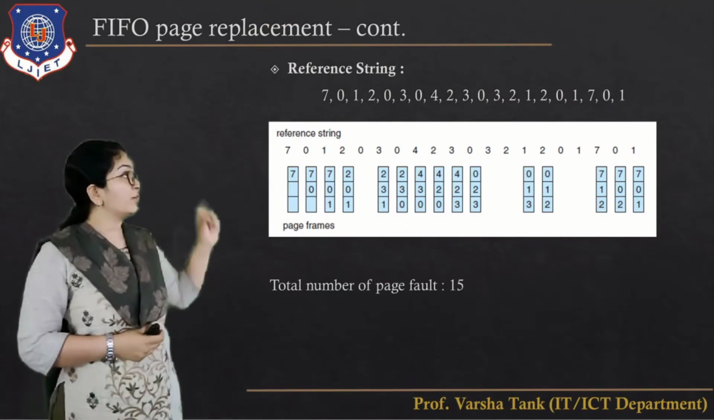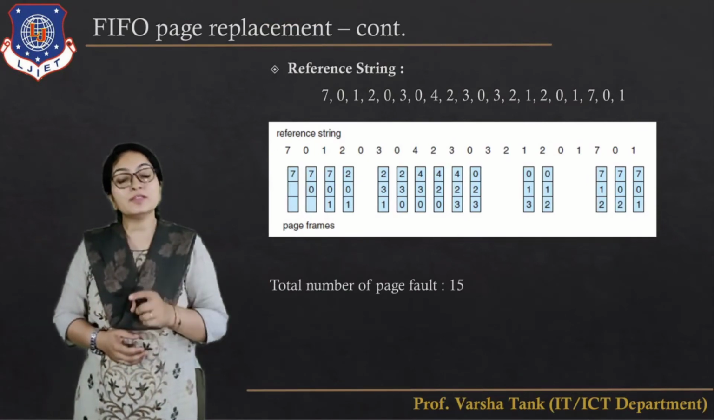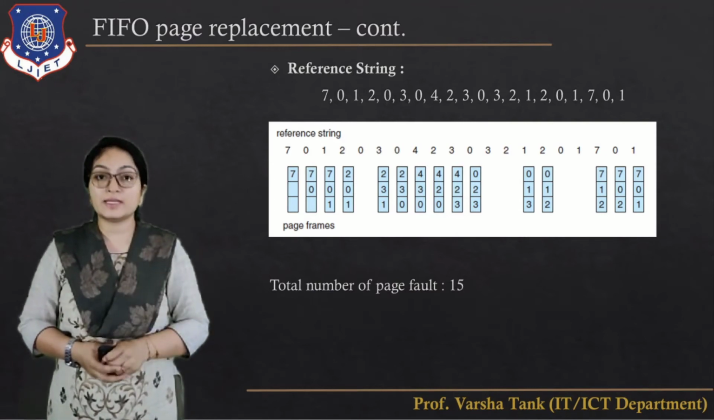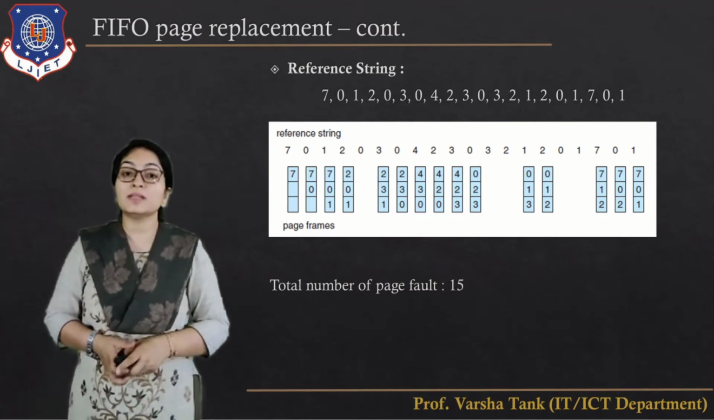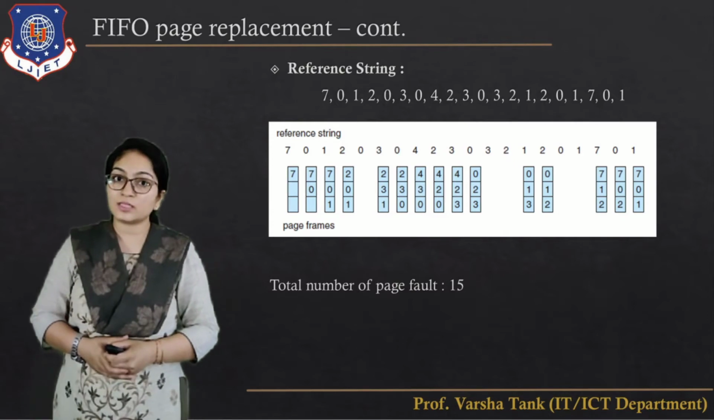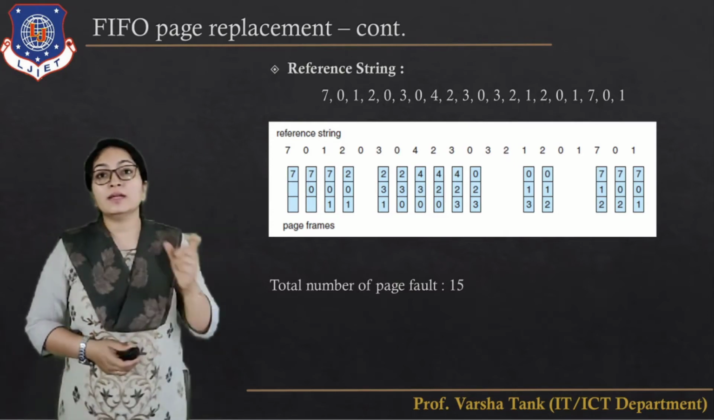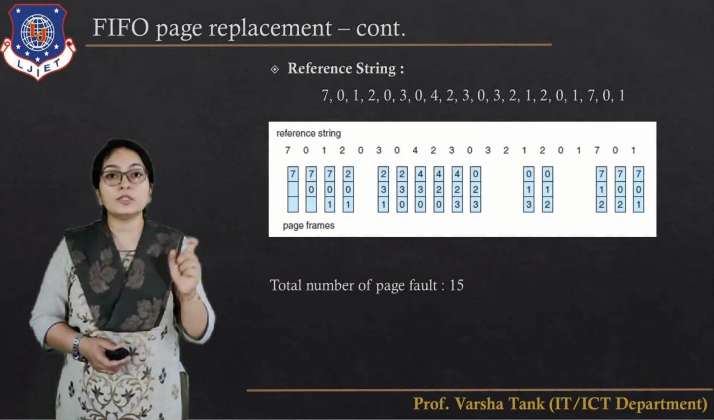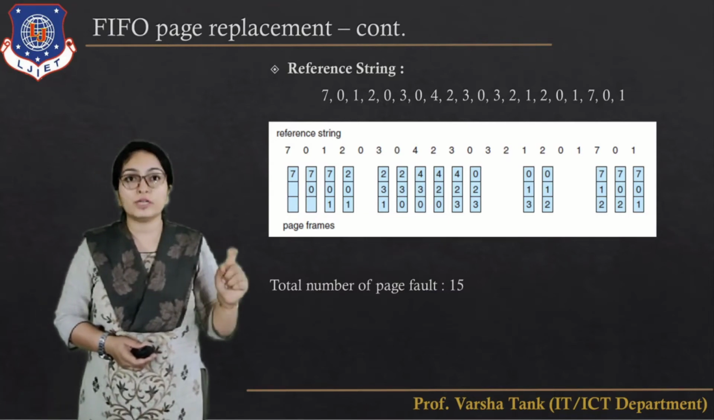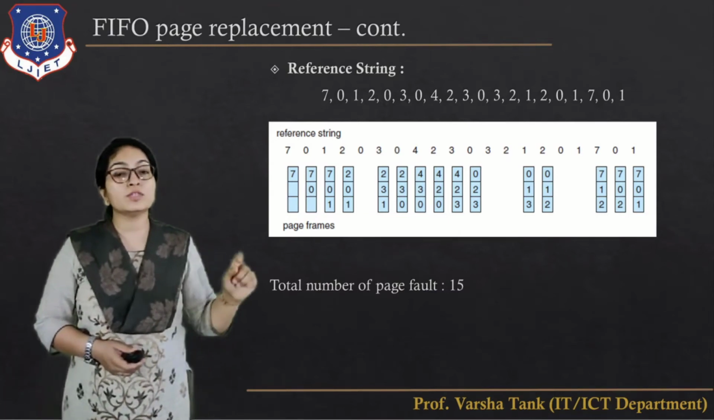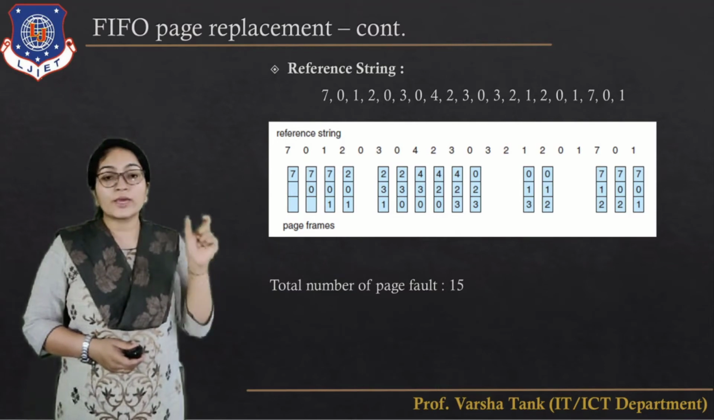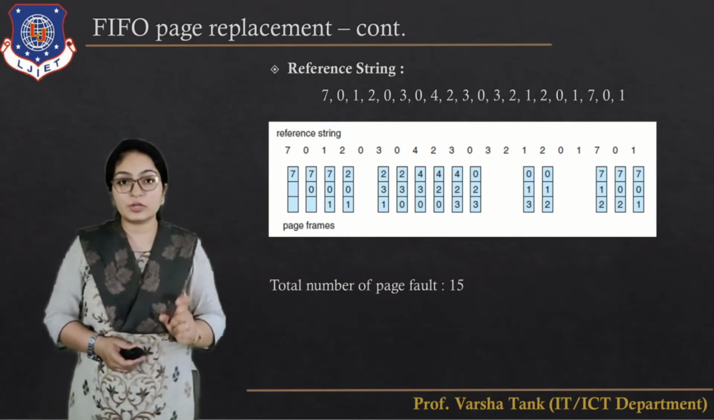Here you can see the reference string is given to you. This reference string is always given to you in the exam. It is the sequence of page numbers that are needed when the program is in execution. So here you can see the sequence: 7 0 1 2 0 3 0 4 2 3 0 3 2 1 2 0 1 7 0 1. Such a reference string is always given to you.